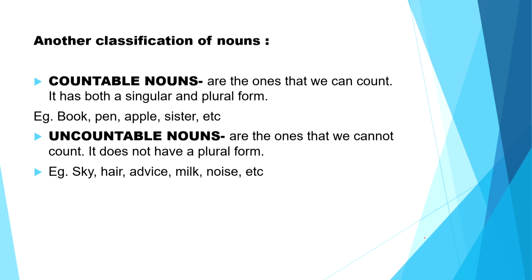Now, uncountable nouns are the ones that we cannot count. They do not have a plural form. For example, sky, hair, advice, milk, noise, etc. So, these are the ones that we cannot count. For example, sky, can you count it? No. Because it is uncountable.